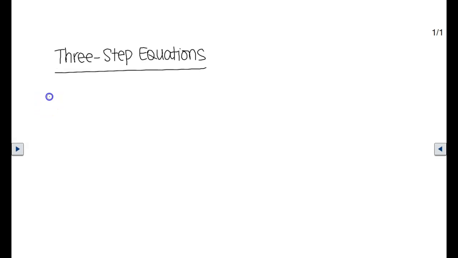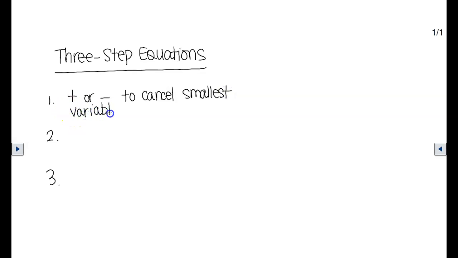All right, so three-step equations. Step 1, Step 2, Step 3. Step 1, remember in these equations what you're going to see is the variable on both sides of that equation. So you are going to add or subtract in order to cancel the smallest variable. So determine which one is the smallest, and then add or subtract to cancel him out. And remember, to cancel, you have to do the opposite.